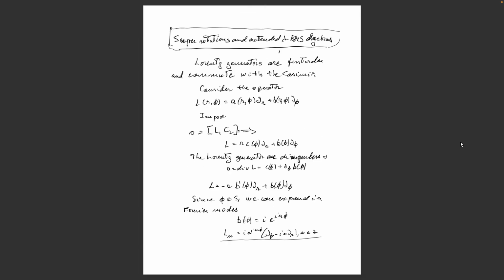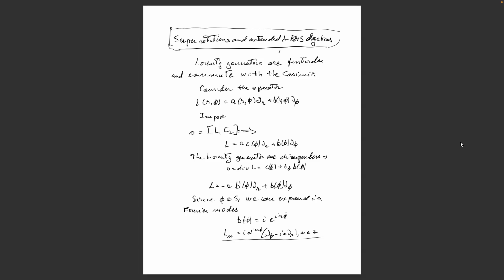The first thing is that the Lorentz generators are first order and commute with the Casimir. By definition, the Casimir of Lorentz commutes with all generators. Therefore, the idea is to consider the most general first order differential operator, where these are generic functions that depend on R and phi. We are in 2 dimensions, and there is a derivative with respect to R and a derivative with respect to phi. Before, the Casimir was commuting with the Lorentz, but now we impose that this differential operator commutes with the Casimir of Lorentz.